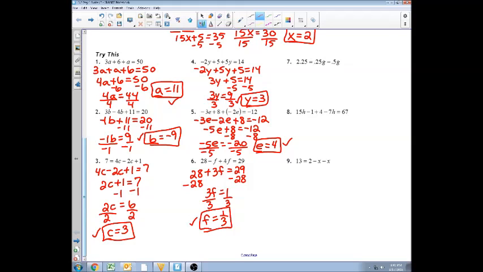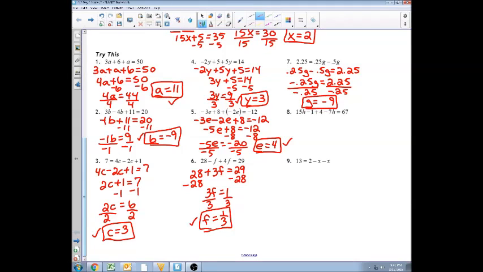All right? Number 7. I may want to rewrite this so that my g's are on the left-hand side. You do not have to, but if you want to, it would be 0.25g minus 0.5g is equal to 2.25. 0.25g minus 0.5g would get me negative 0.25g is equal to 2.25. I would need to divide by negative 0.25. So g would equal negative 9.